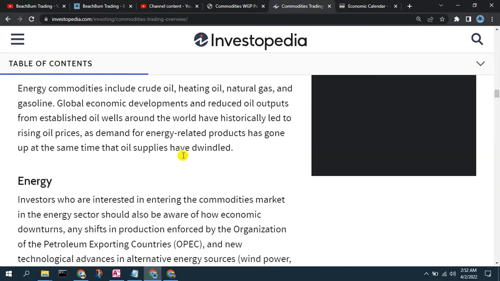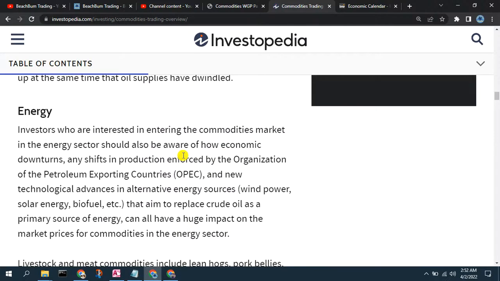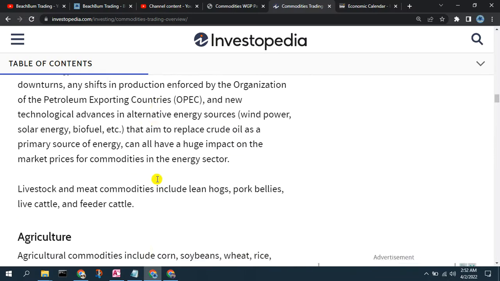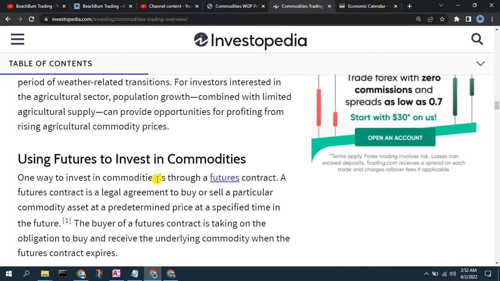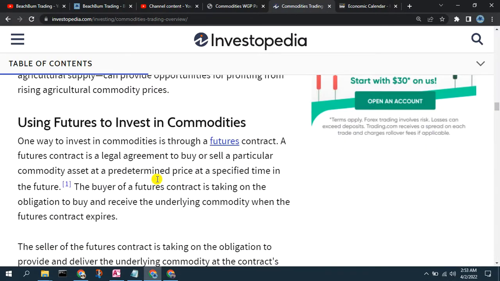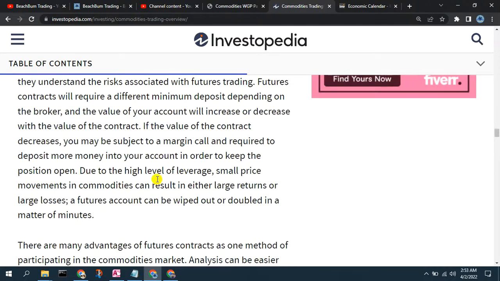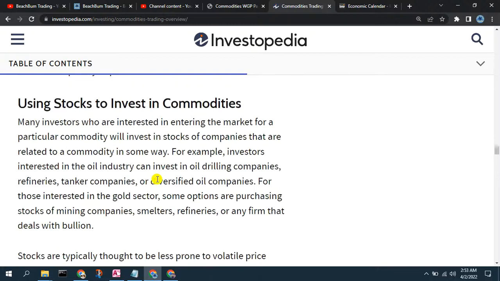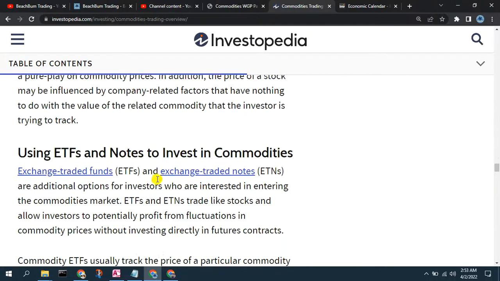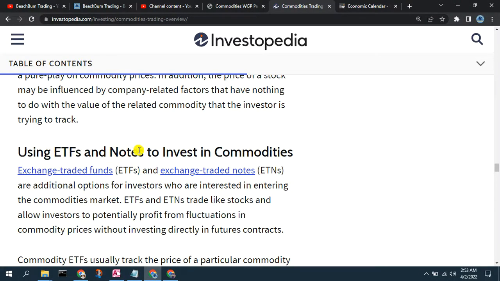So again, you can see metals, energy. They talk about also, you can focus on the companies that help to produce those commodities. They talk about futures, etc. Again, there's a ton of information here, and I won't go over all of it. We're going to talk about using ETFs and what they call ETNs or notes.